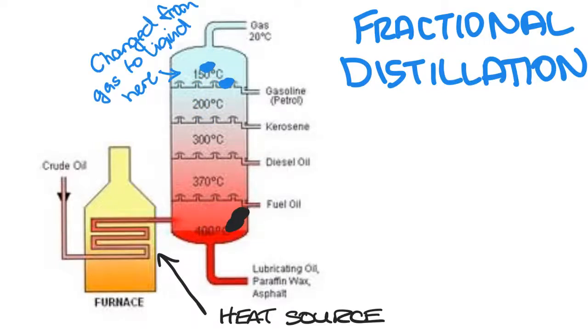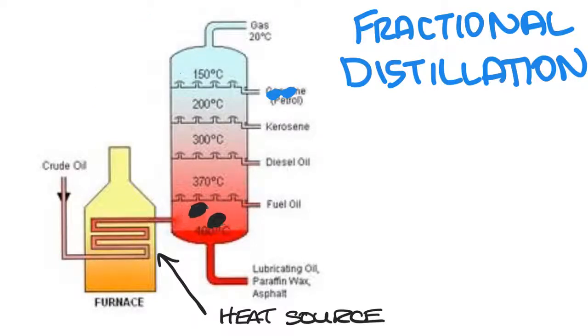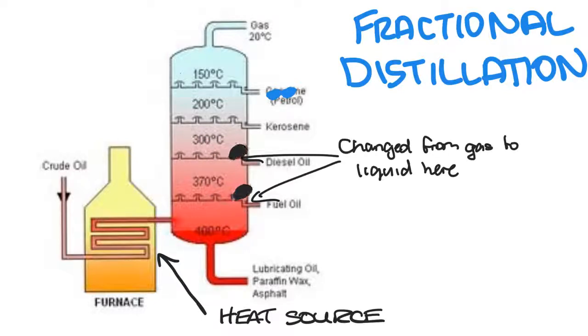Therefore, these will travel the furthest away from the heat source and recondense where it is much cooler, which is at the top of this tank. Larger hydrocarbons, on the other hand, change from a gaseous state to a liquid state at a much higher temperature. Therefore, they will recondense lower in the tank and then are collected.